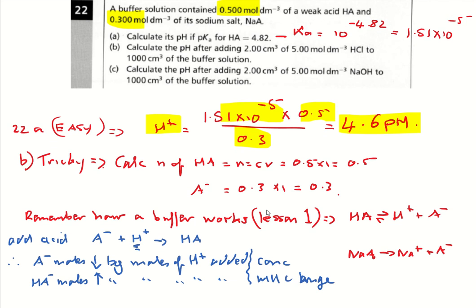So what we're doing here in part B is now we're adding, and if you remember what I said about a buffer right at the start, we said that it was something that resists change in pH with addition of small amounts of acid or alkali.